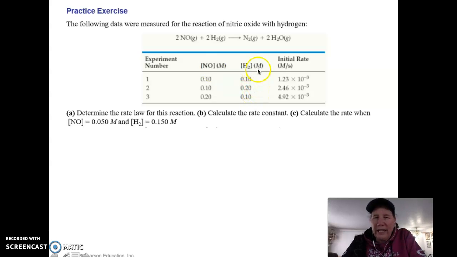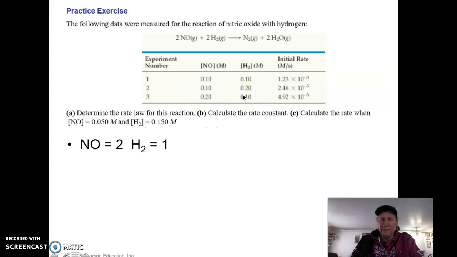Okay, now let's find H2. Here it goes from here to here. It doubles. That stays the same, so I can use this one. Here to here doubles, and here it doubles. So this doubles, this is 2, and this is 2, so my reaction order is 1. So NO is 2, and H2 is 1. Okay? That's the first thing I would do.